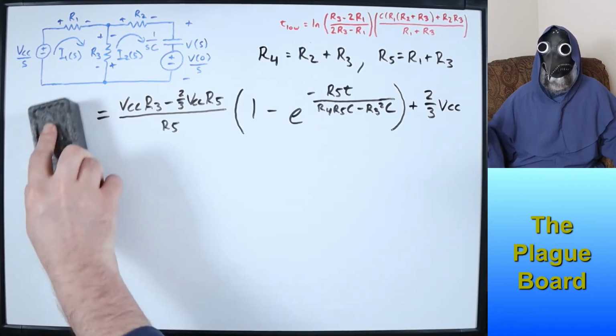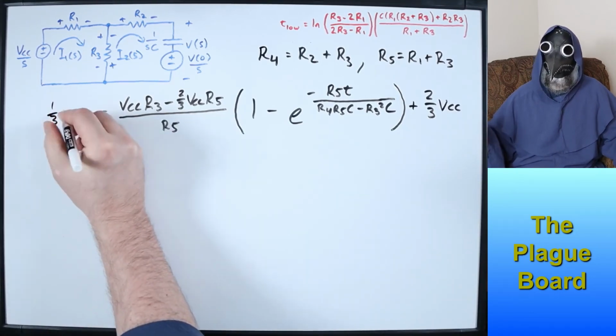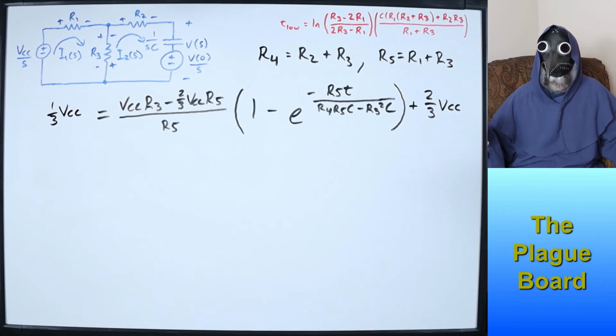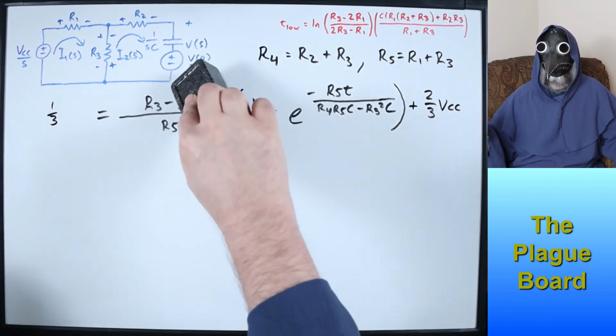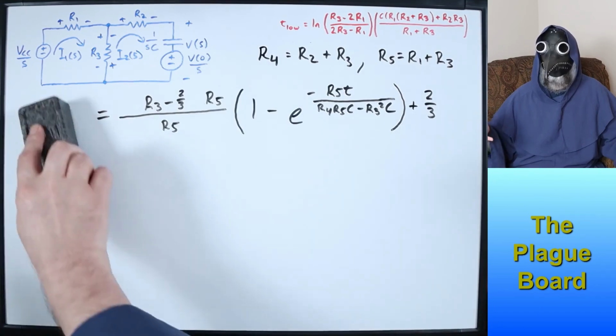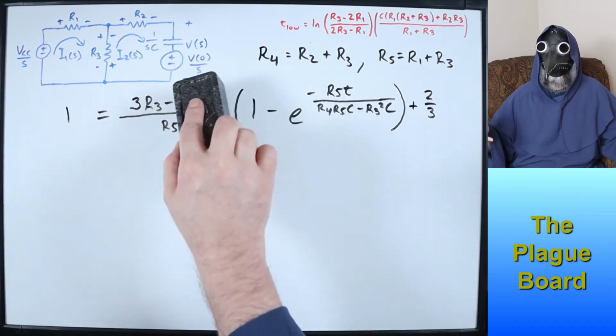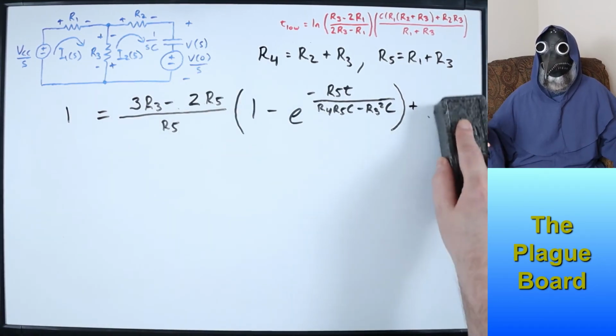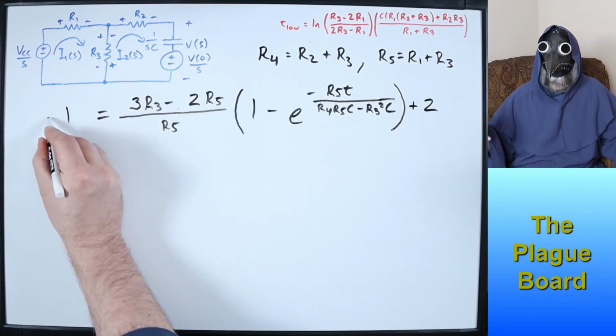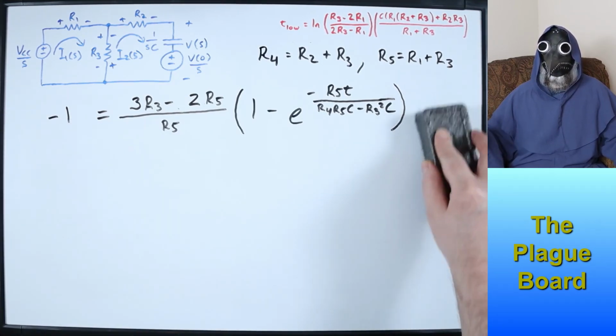Now I want to substitute in the initial voltage, which is 2/3 VCC. And we want to know the time when the voltage drops to 1/3 VCC. Now we just need to solve this for t. So I'll divide both sides by VCC. Then multiply both sides by 3. Then subtract 2 from both sides.